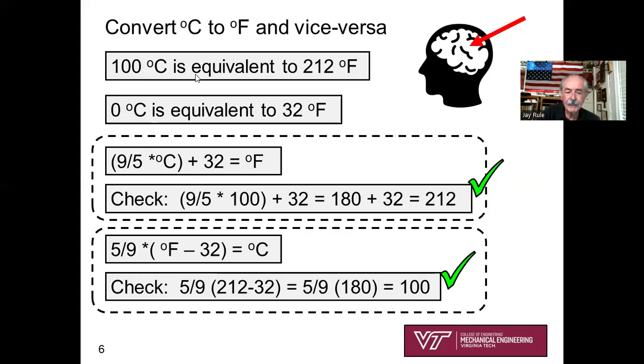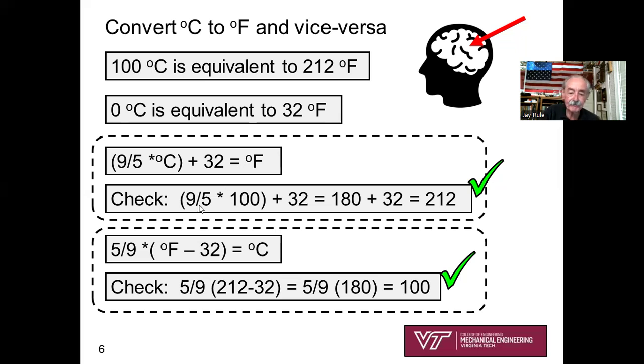But I'm going to show you that if you know the boiling point of water and you know the freezing point of water, and you don't have these written down, you can derive these two relationships. Changing degrees C to degrees F. So I do have to remember 9/5.